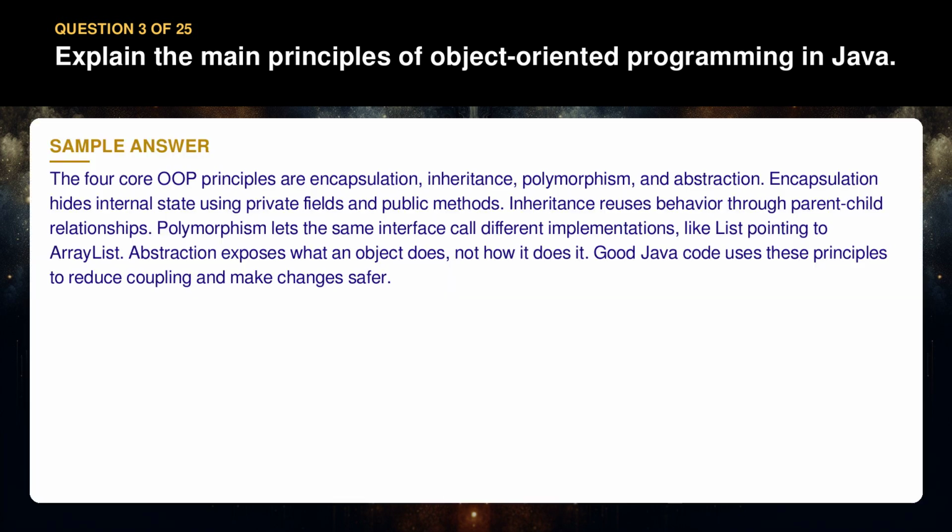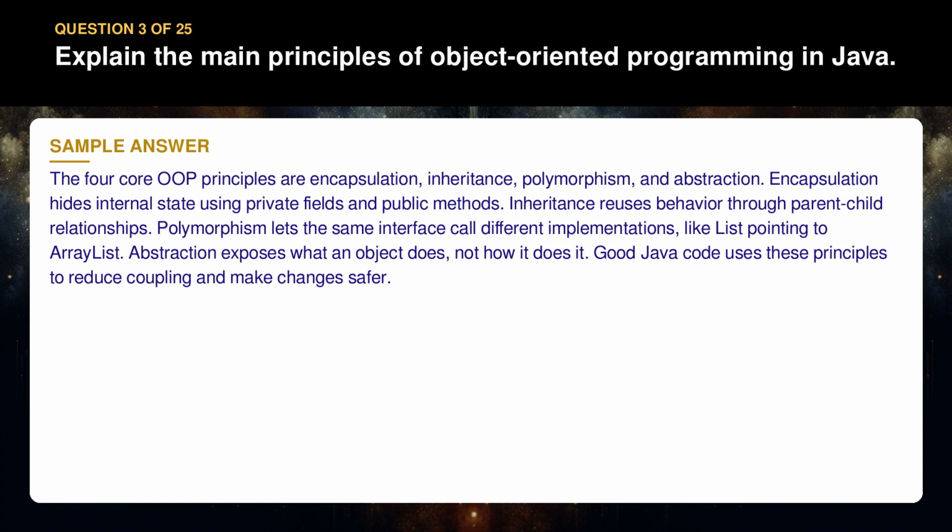Question 3. Explain the main principles of object-oriented programming in Java. The 4 core OOP principles are encapsulation, inheritance, polymorphism, and abstraction. Encapsulation hides internal state using private fields and public methods. Inheritance reuses behavior through parent-child relationships.